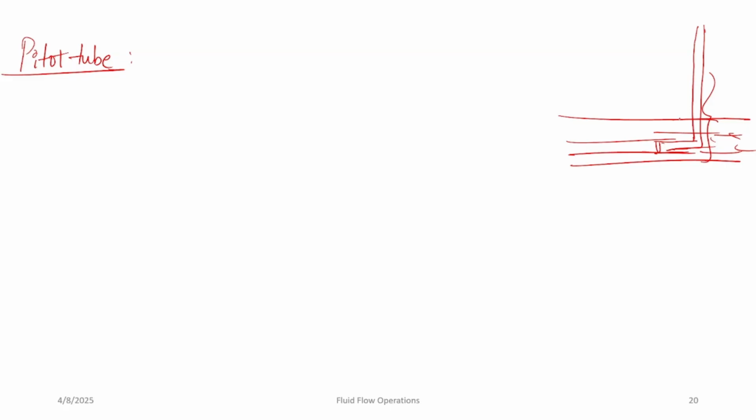Okay, and he did the first experiment in a river, carrying a glass tube with a bent end. So let's see how we'll be fixing this in an actual flow. So let's say this is a pipe.